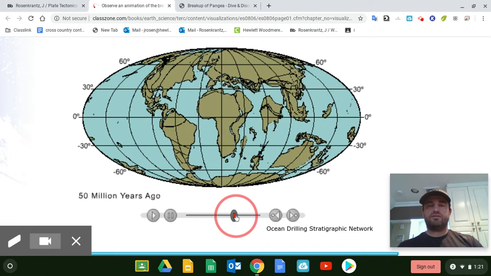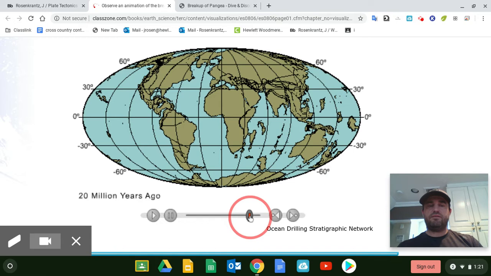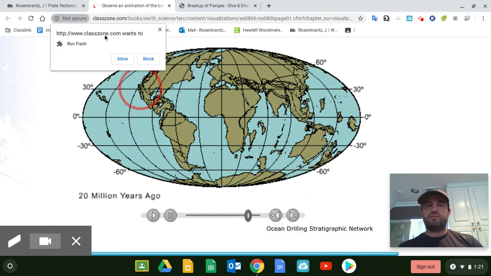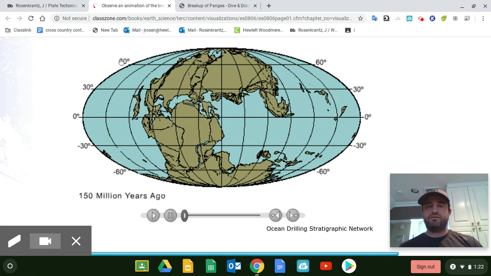So you can actually see when India collided with Asia, and that formed the Himalayas. And it collided about 20 million years ago. Okay? Which is considered very recent when you think about the age of the Earth. Okay? Which is 4.5 billion years.